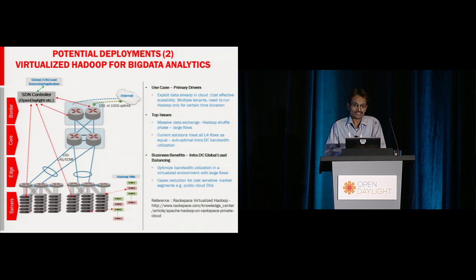So this idea of global data center load balancing for virtualized Hadoop within a data center gets very attractive, where essentially you're able to bin pack and maximize the bandwidth utilization. And operators like Rackspace are really cost sensitive about how much infrastructure they want to have. This idea, we feel, is really valuable.